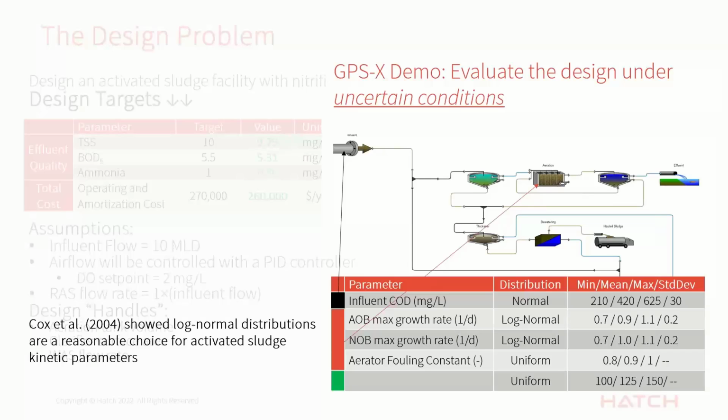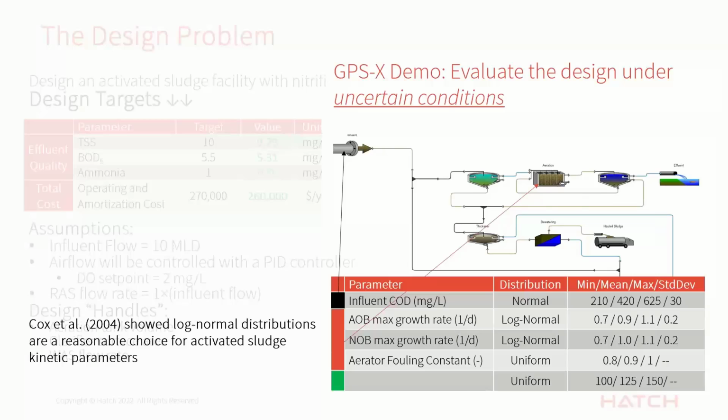And as well, in the bioreactor, we're going to be varying the aerator fouling constant just using a uniform distribution. So what this constant basically allows us to do is quantify the effect of aerator fouling on oxygen transfer efficiency. So a value of 1 means that the aerators are perfectly clean, it's not having any detrimental effect on transferring oxygen, and a value of 0 means there's no oxygen transfer. So we're just allowing it to range between 0.8 and 1 to say that sometimes maybe the aerators will be a little dirty, but it's never going to get too bad.